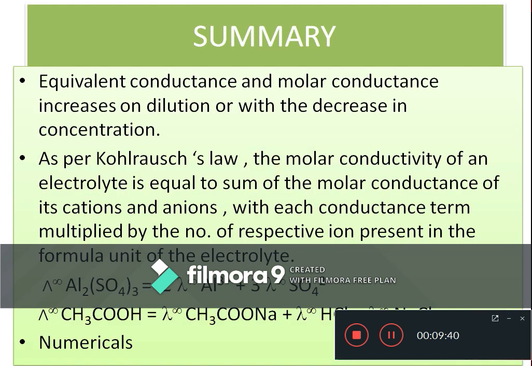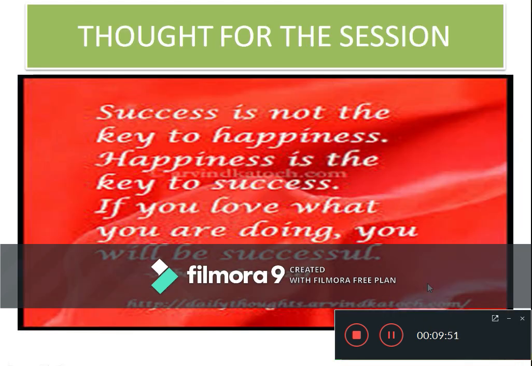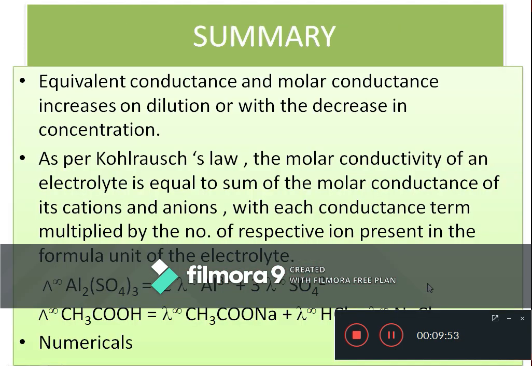Now what is the summary? Whatever topics we have discussed till now: equivalent conductance and molar conductance increase on dilution, or with the decrease in concentration. So as the concentration is decreasing, when you dilute, equivalent conductance is increasing. As per Kohlrausch's law, the molar conductivity of an electrolyte is equal to the sum of the molar conductance of its cation and anion, each conductance term multiplied by the number of respective ions present in the formula unit of the electrolyte. Further, we have done numericals on that.